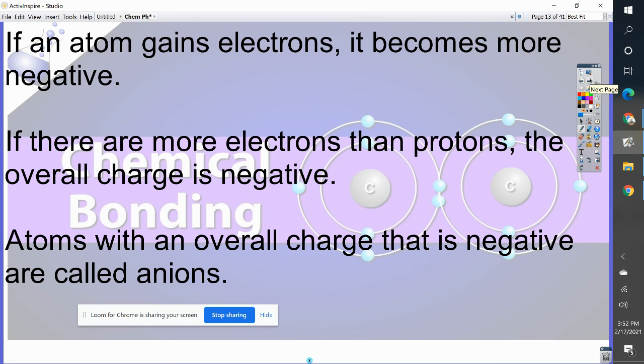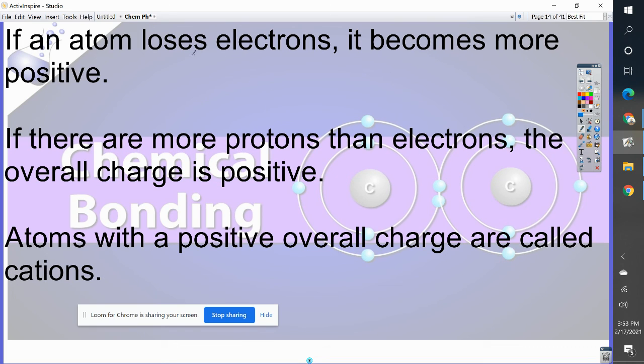Well, I pretty much covered this when I did it, but when an element loses an electron, it becomes, oh, I did this backward. When it gains an electron, it becomes negative. So remember, electrons are negative. So if you gain, you are adding. Adding a negative is really negative. That's the best way I know to think of it. Negative atoms are called anions.